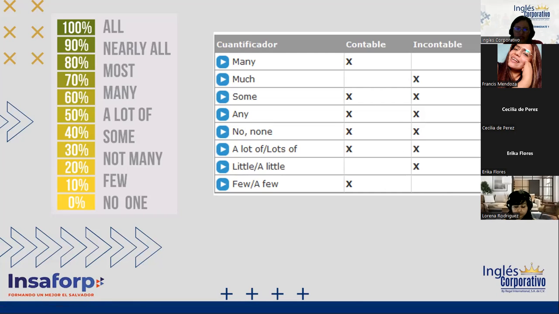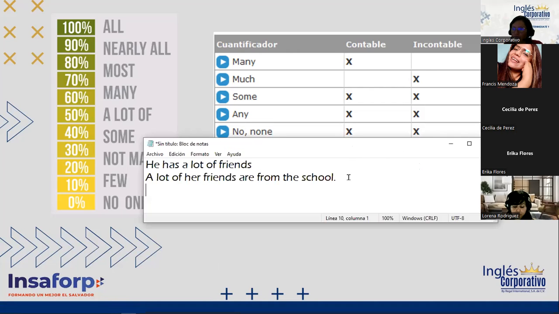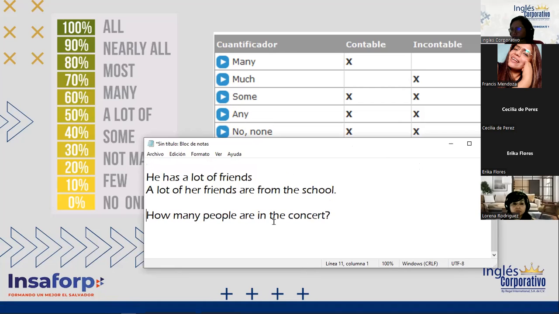How many people are in the concert? Okay, in that case, vamos a aplicarlo al contexto. Okay, me hace la pregunta Pau y me dice, how many people are in the concert? Okay, let's put it in another way. Por ejemplo, many people in the concert are from San Salvador. Okay. Many people in the concert are from San Salvador.